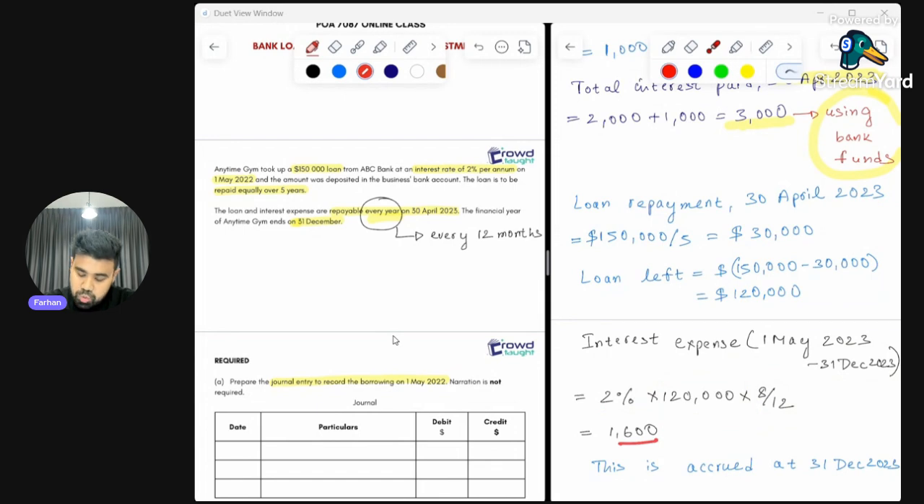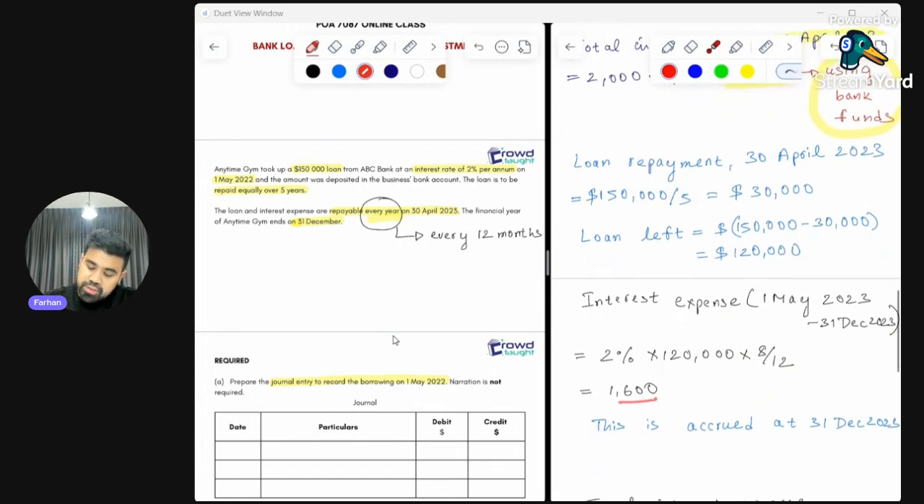Okay? This means this $1,600, which are for the last 8 months of 2023, is an accrued interest expense or interest expense payable at the end of the year, because as you know, the next repayment after 30 April 2023 would be 30 April 2024. So this $1,600 is an accrued or interest expense payable at 31 December 2023.